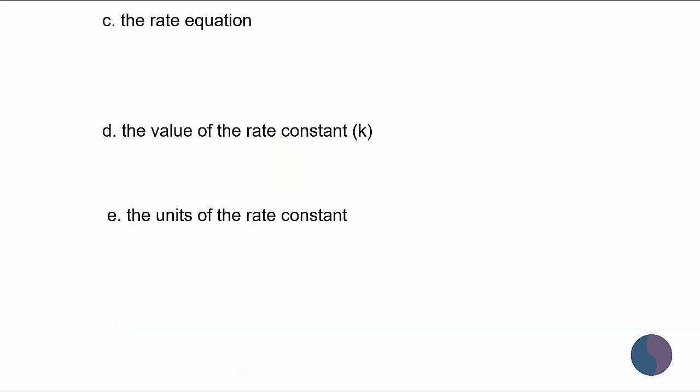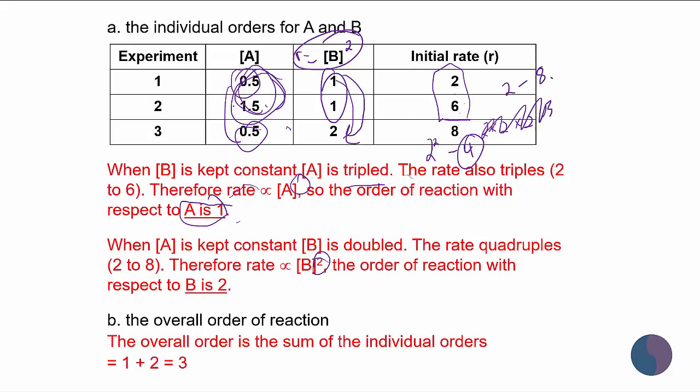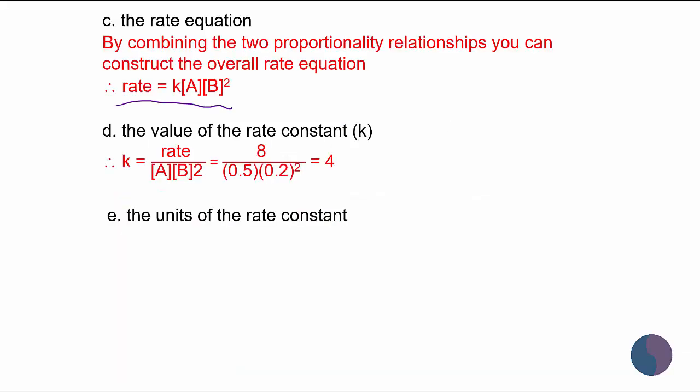So just finishing off now, the rate equation, then we just put the whole thing together. And then we just grab any one of these lines. I think I've grabbed this line here, and I need to sub all those numbers in to get the actual K value. So I sub those numbers in, I have to rearrange this, throw this down to the bottom. Sub the numbers in, I get 4.